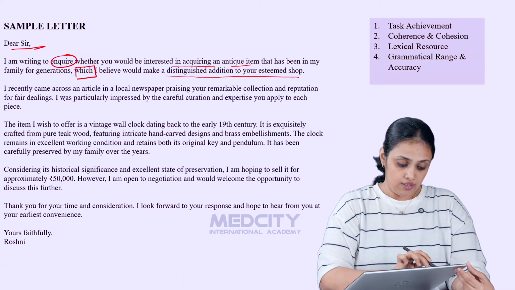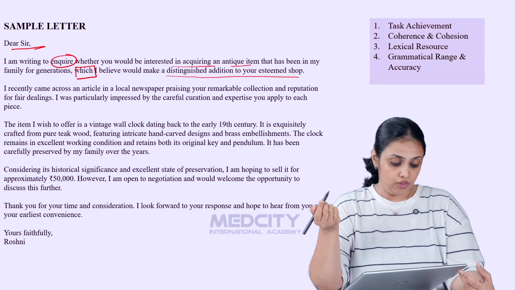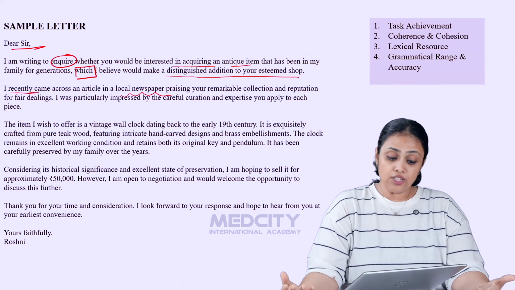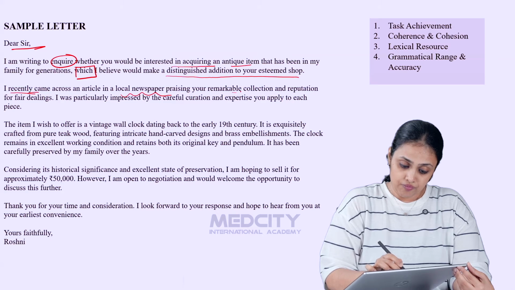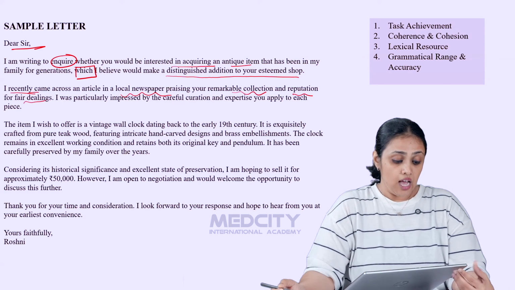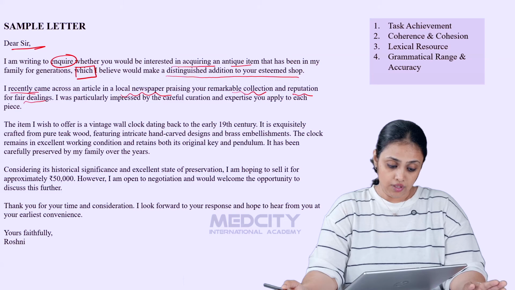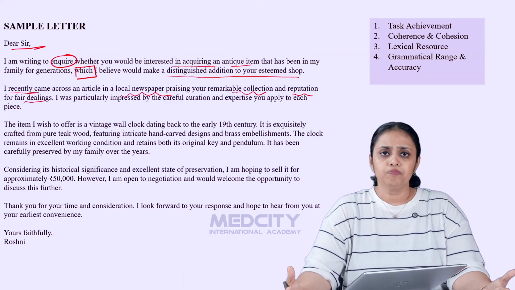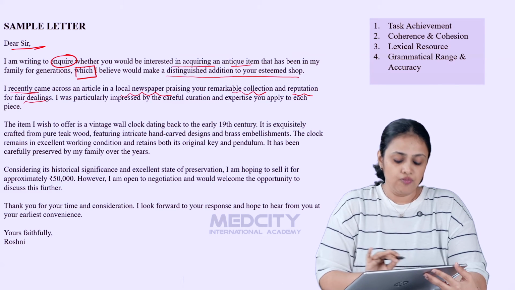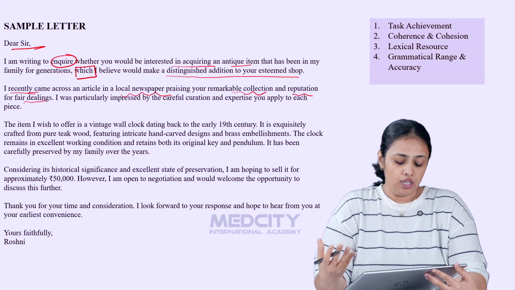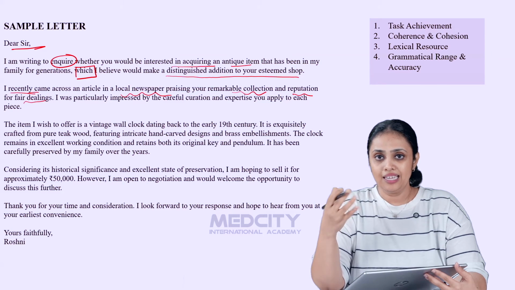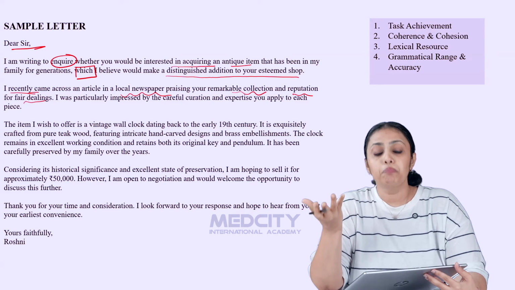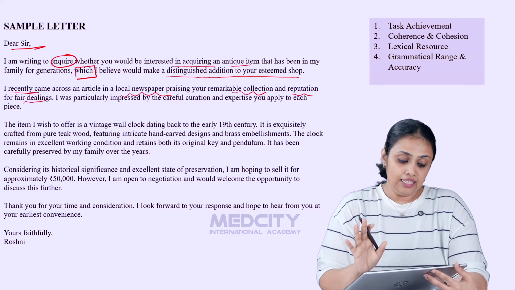Then getting on to the first body paragraph, which is how you came to know about this shop. I recently came across an article in a local newspaper praising your remarkable collection and reputation for fair dealings. I was particularly impressed by the careful curation and expertise you applied to each piece. So that sounds convincing. Okay, so I hope this first paragraph is clear. You're conveying to the recipient how you came to know about his shop and how you were impressed by the collection in that shop.